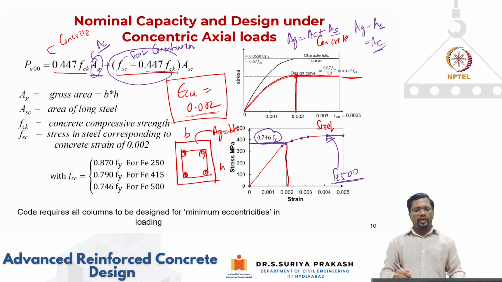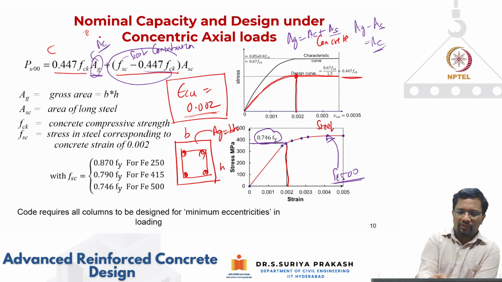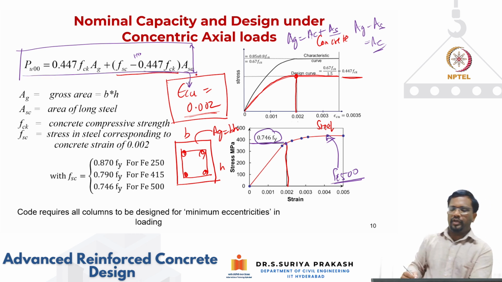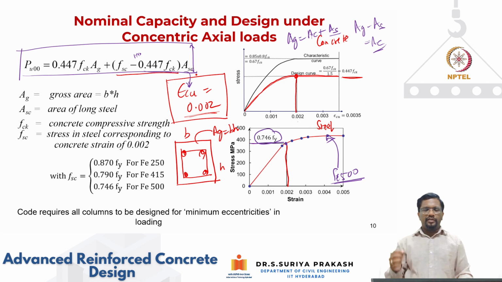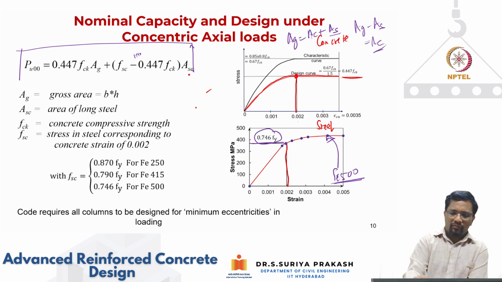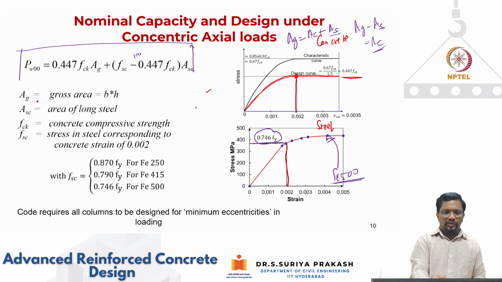So again, this is what we have done. We are doing this calculation for a failure strain of 0.002, because that is the failure strain for axial compression that is specified by the code, right? So again, the definitions for these things are given here.